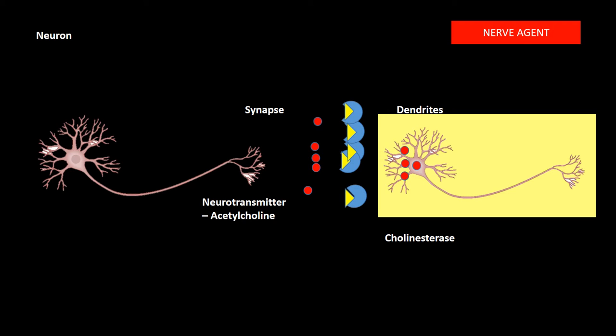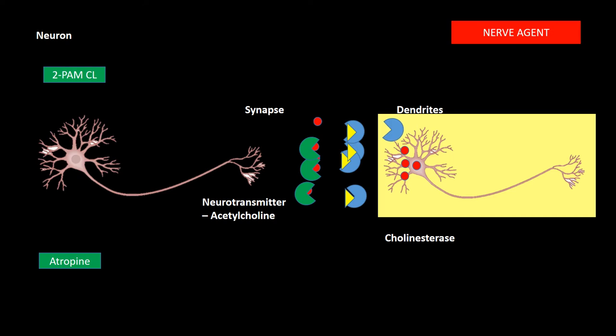Okay, but we're going to be Johnny on the spot with our atropine, right? And our atropine is going to go ahead and take care of that remaining acetylcholine. And then we're also going to give him some 2-PAM chloride. That 2-PAM chloride is going to go ahead and break the nerve agent off of the cholinesterase. And once the cholinesterase is unbound from the nerve agent, it can then go on to do its job and take care of the rest of the acetylcholine, and the patient will stop convulsing.